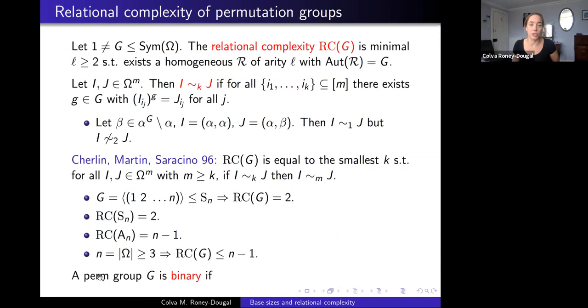Let me just give you the definition here. So a permutation group G is binary if it has relational complexity 2. So what I've shown you here is, in fact, this argument, I said cyclic, but if G is regular, then it has relational complexity 2. If G is Sn, it's got relational complexity 2. We'll call all of those things binary, and there's going to turn out to be a smallish number more.